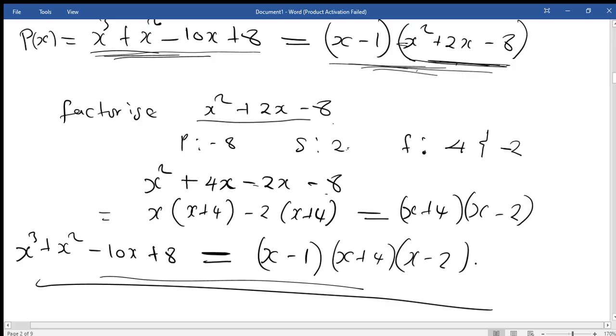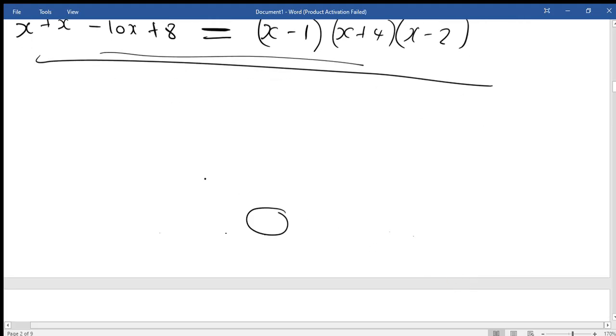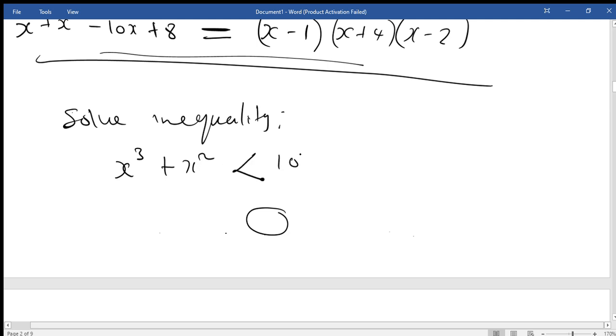Now we are looking at the other part of solving an inequality. So this time around we are trying to solve the inequality from the same question. We're trying to solve the inequality which says that x power 3 plus x squared is less than 10x minus 8. We want to solve that expression.